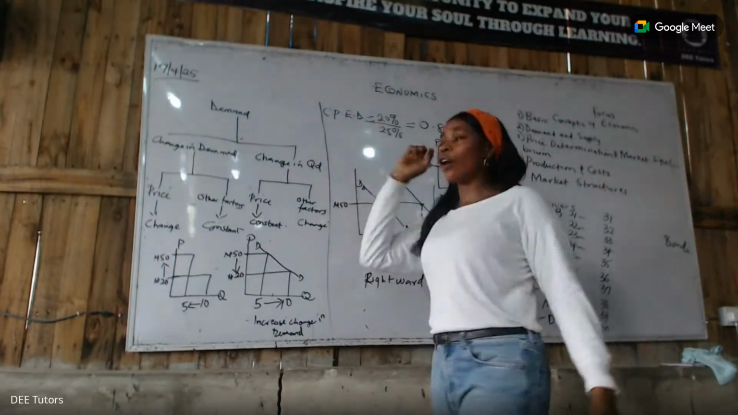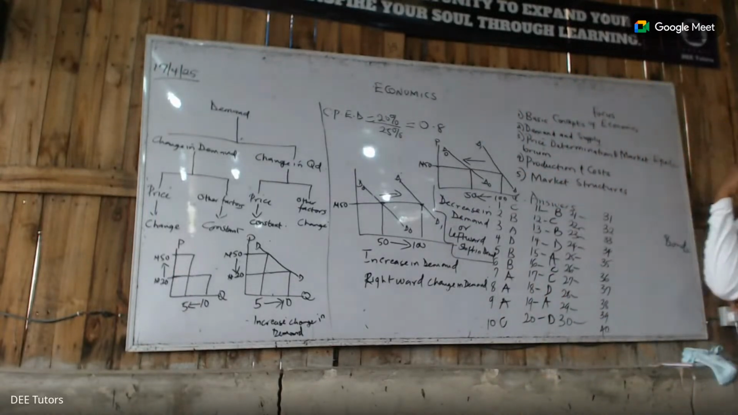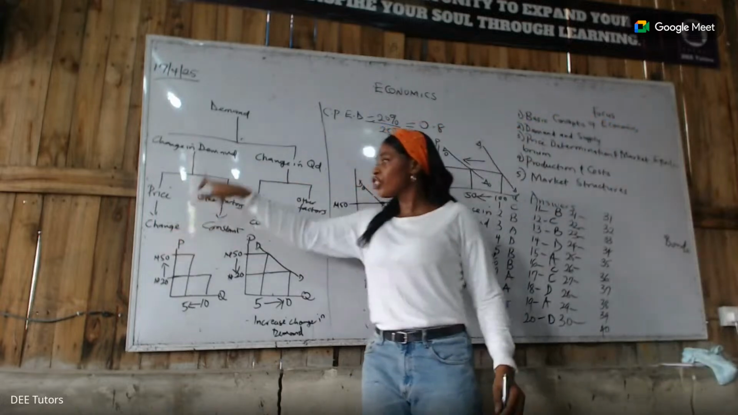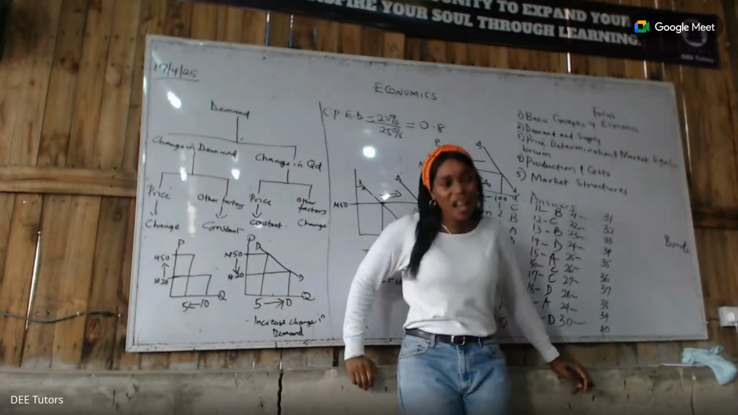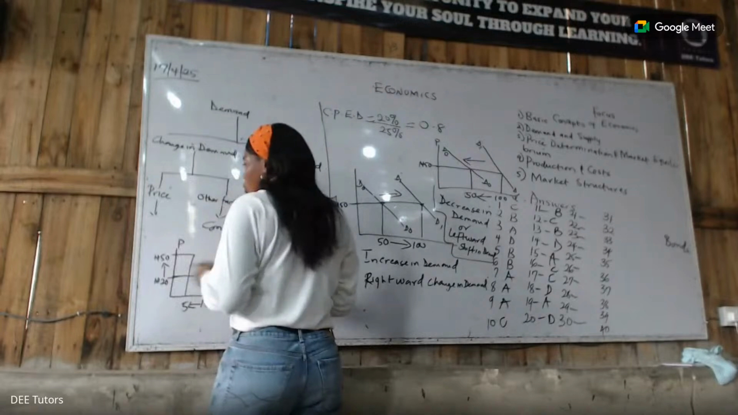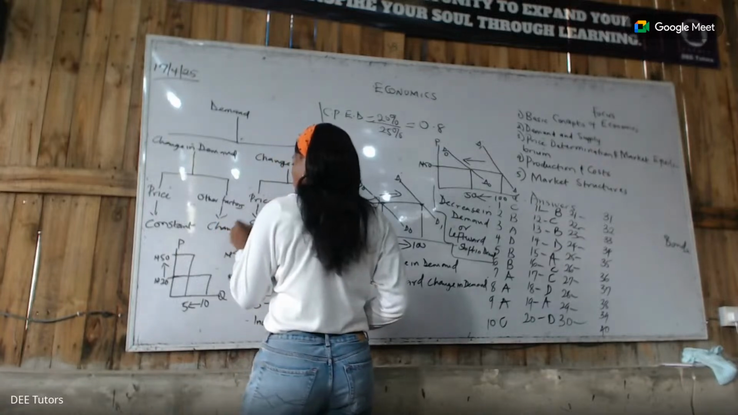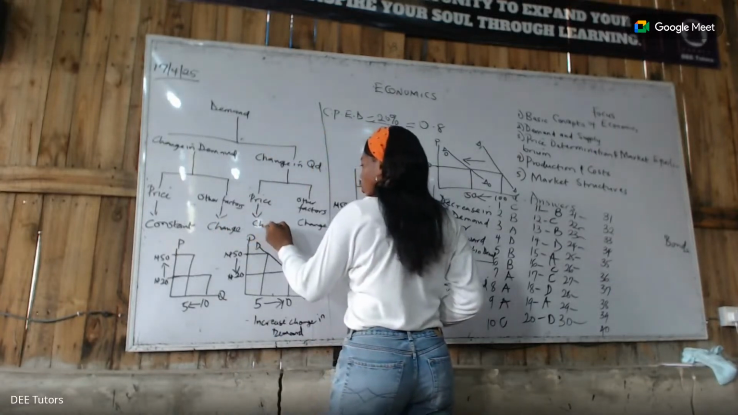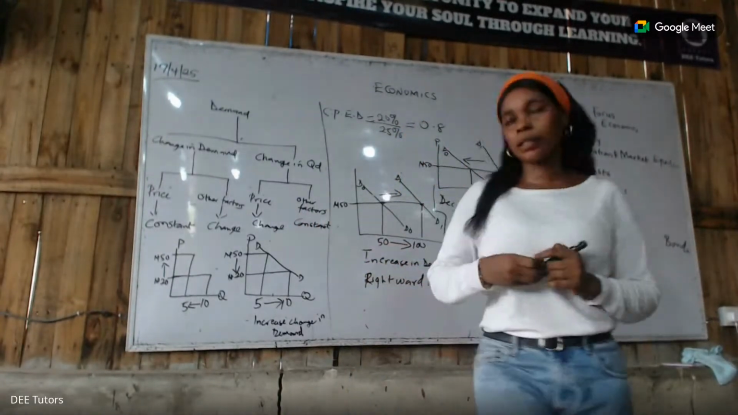Now, this diagram that I drew, is it correct? I want to know if what I thought is correct. Is this thing correct? Price changes, other factors constant. Change in demand? No, it's not supposed to be constant. I've explained, it's supposed to be correct. Thank God I know.